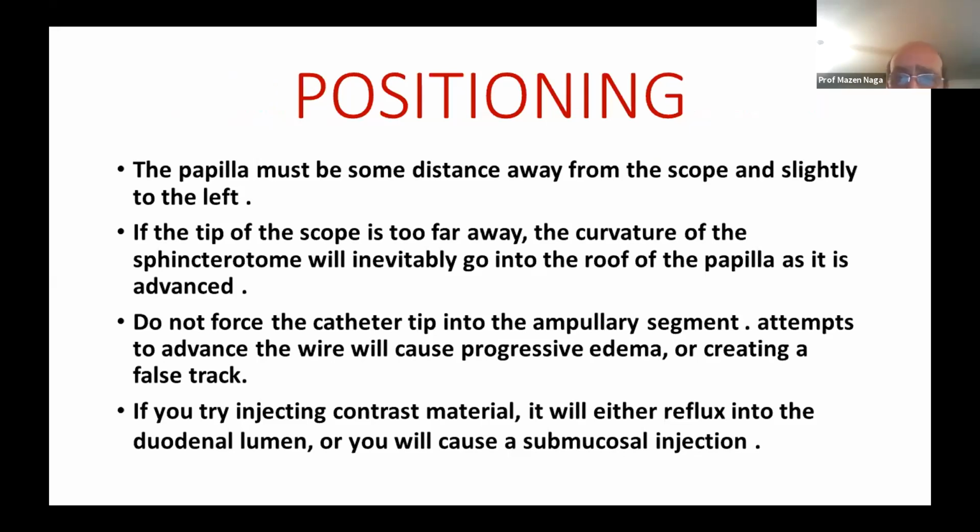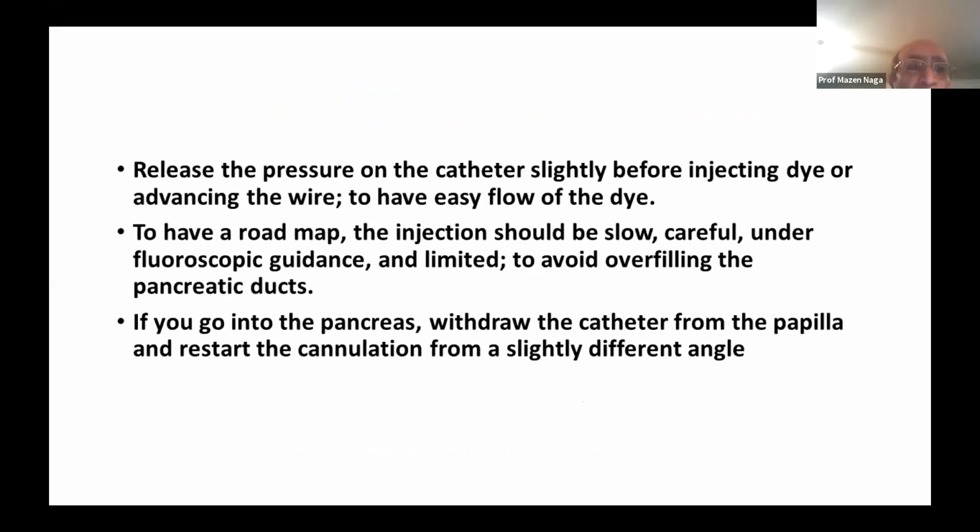If you try to inject the contrast material, it will either reflux into the duodenal lumen or will cause submucosal injection, edema and disorganization. Release the pressure on the catheter by releasing the lever so you can inject or advance the wire. To have a roadmap, inject very slowly and a small amount to see the direction of the bile duct and the pancreatic duct. Avoid overfilling of the pancreatic duct to avoid pancreatitis.